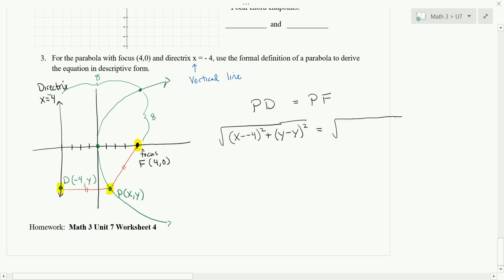And then do the same thing from P to F. The x value from P is x, F is 4, so x minus 4 squared. The y value from P is y. The y value of F is 0. And double negatives are positive, so we're going to square both sides, get rid of that square root. And this becomes x plus 4 squared. Y minus y is 0. This is gone. Get x minus 4 squared plus y squared.